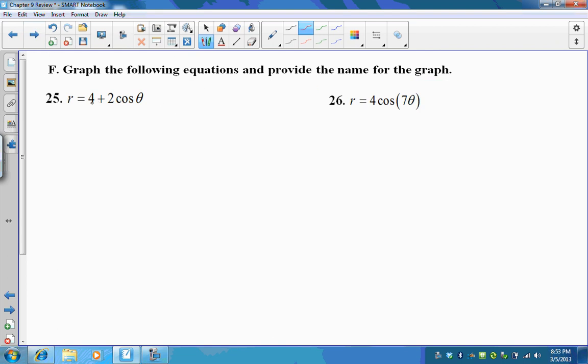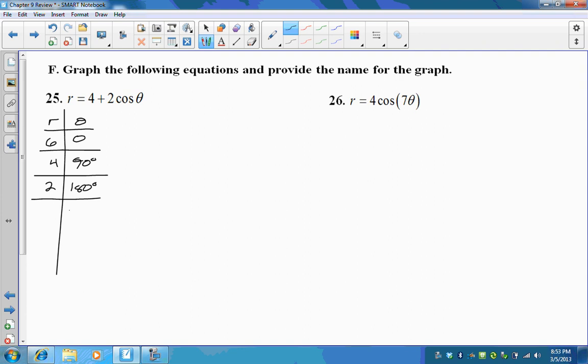Let's see, number 24. Okay, same type of situation: a number plus a number times sine or cosine. I'm going to create that r theta table again. I'm going to go through this one even quicker than the last one. Plug in 0, you'll get 6. Plug in 90 degrees for theta, you'll get 4. Plug in 180 degrees for theta, cosine of 180 is negative 1, so 4 minus 2. Plug in 270, cosine of 270 is 0, so that would just be 4. And back at 360, we're back where I started at 6.